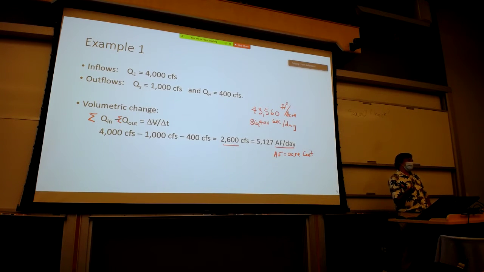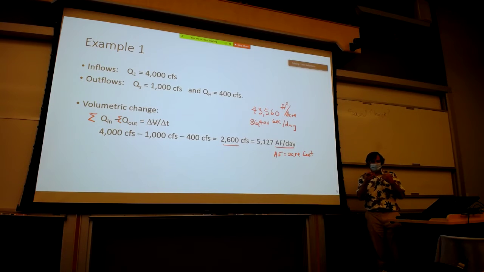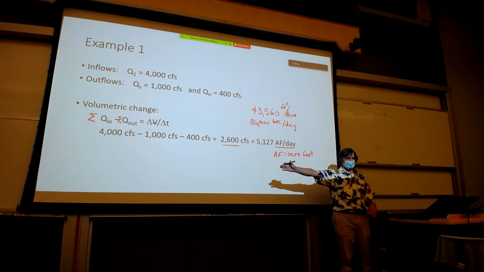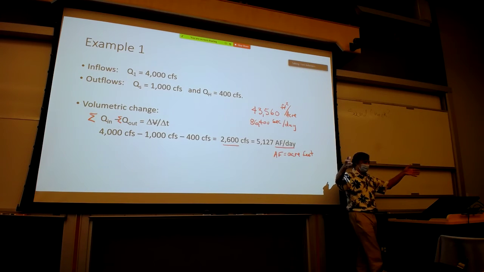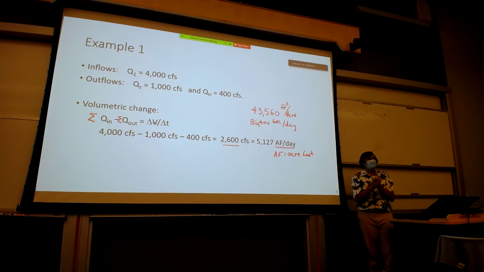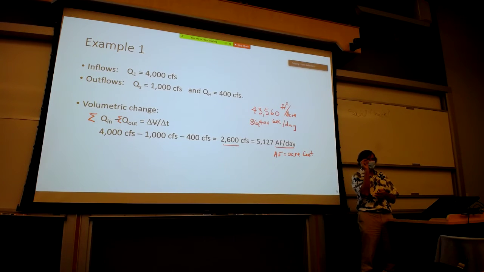So that was the first question in this example, the volumetric rate of change. If you maintain these flows, 4,000 coming in, 1,400 leaving for a 24-hour period, you would have a rate of change of 5,127 acre feet per day. If you only maintained this scenario for 1 hour, your rate of change is still 2,600 CFS, but only for that hour.